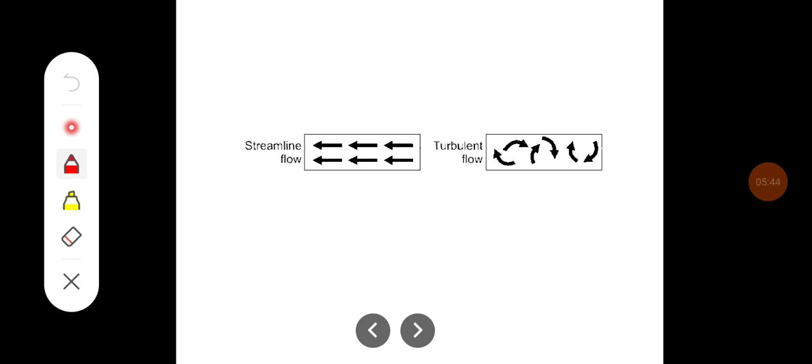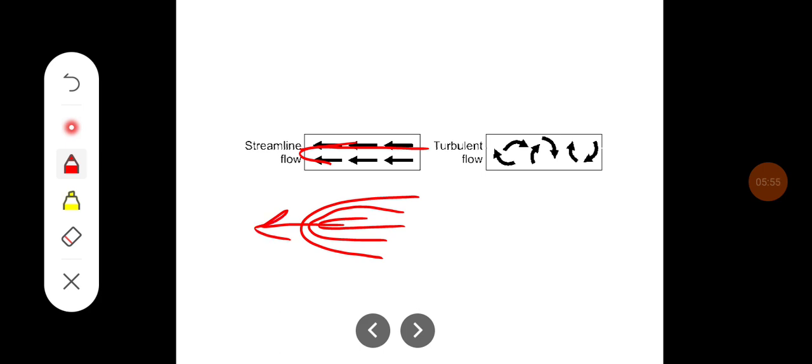Okay, so here you can see the blood is in streamline. There are different layers with different velocities. The central layer has a maximum velocity compared to the lateral, and this is the turbulent flow where the blood flow occurs in many directions.